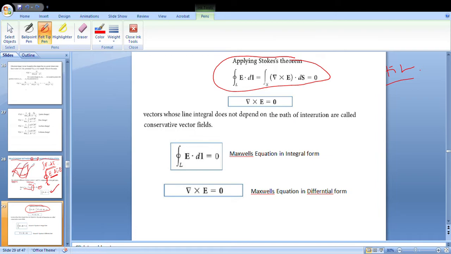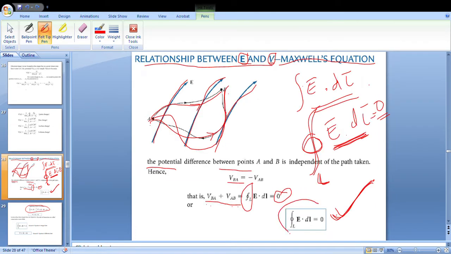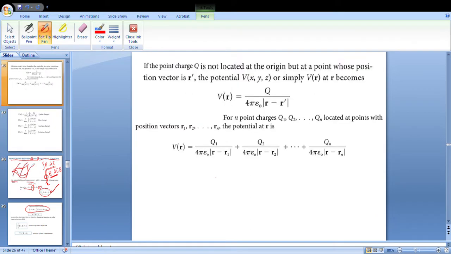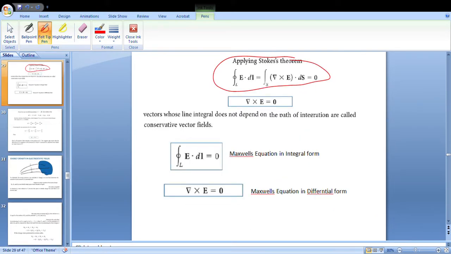Now, in the previous slide we have this equation, the closed integral of E vector dot dl vector, and from Stokes theorem on the right hand side, we have the surface integral of curl of E vector dot ds is equal to 0. So since this integral is 0, we can take the curl of E vector also as 0, right?